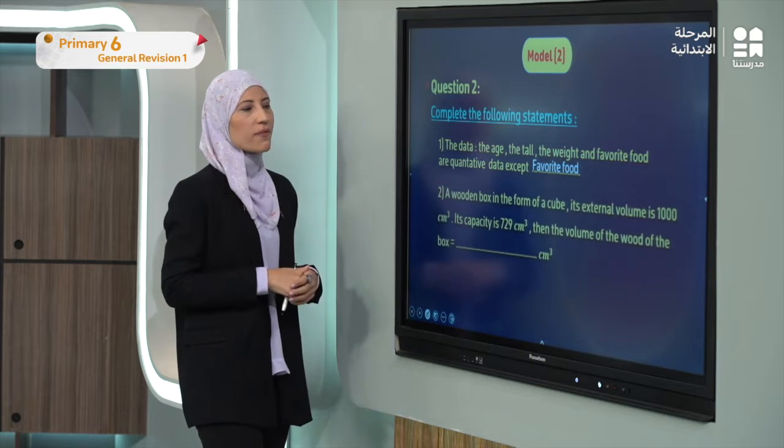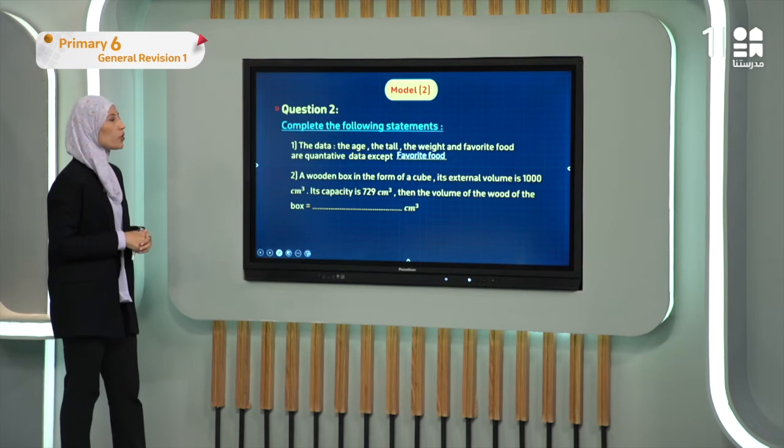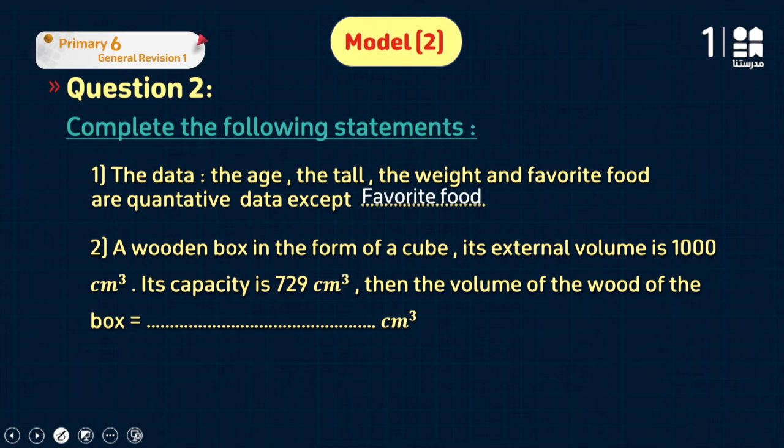The second one, I have a wooden box in the form of a cube. Its external volume is 1,000 cubic centimeter. Its capacity is 729 cubic centimeter. Then the volume of the wood of the box equal how many cubic centimeter?